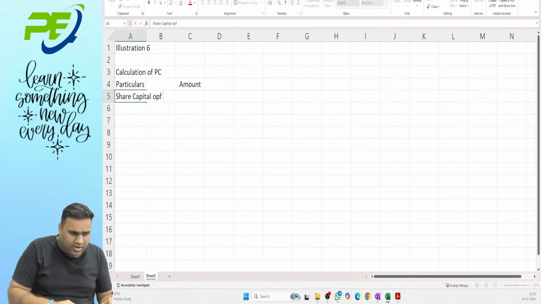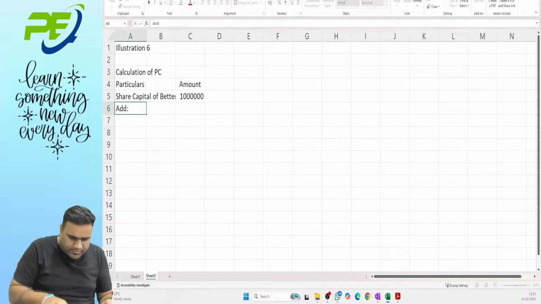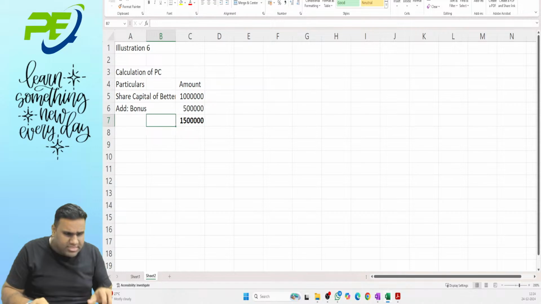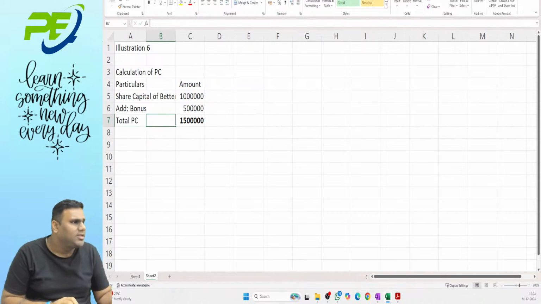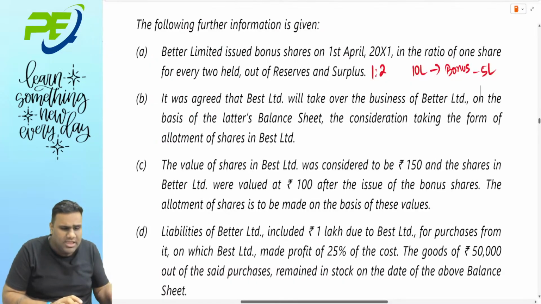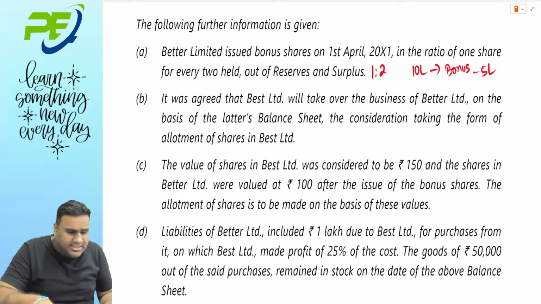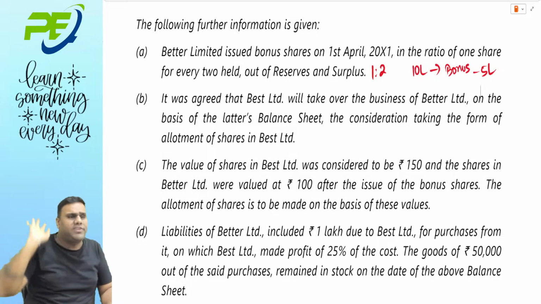Share capital of Better before bonus. Before bonus, how much was the capital? 10 lakh. Add bonus, 5 lakhs. So now 15 lakhs, everyone. This is my total purchase consideration. That's all. Read the sentence. The value of both the shares they have given, and the allotment is to be made on this basis. So 15 lakh is your capital, we'll give you 15 lakhs.